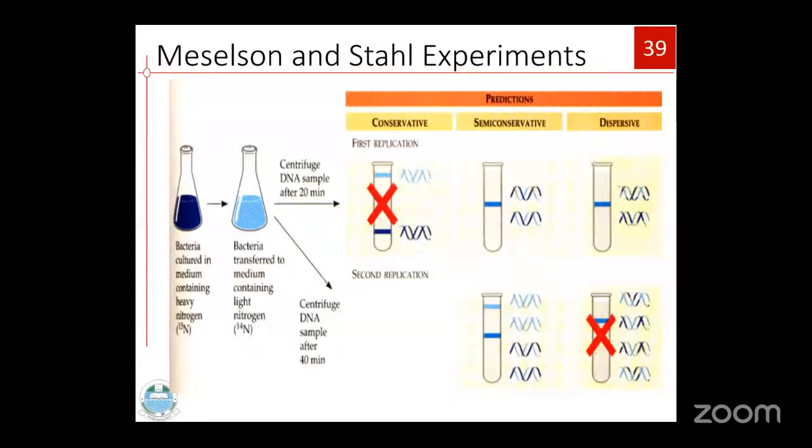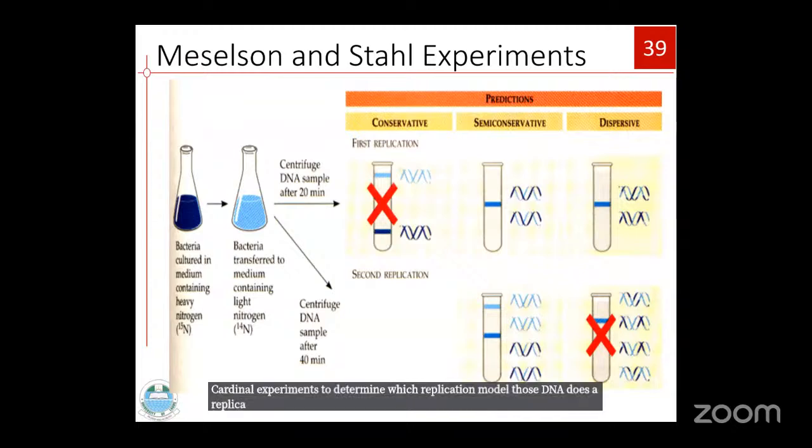All right. So Meselson and Stahl carried out their experiments to determine which replication model DNA follows. What they did was to start the experiment by first culturing bacteria in a medium containing heavy nitrogen, that is the 15 isotope. You did isotopes in chemistry, right? So isotope 15 of nitrogen.